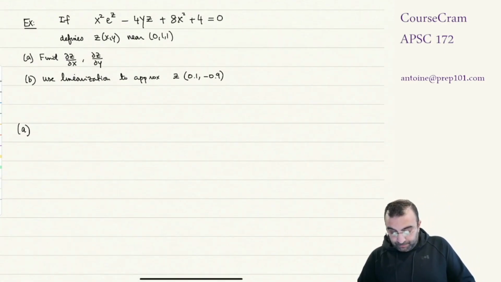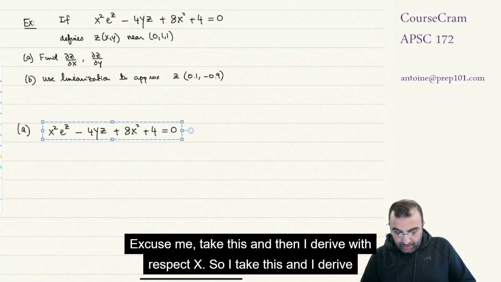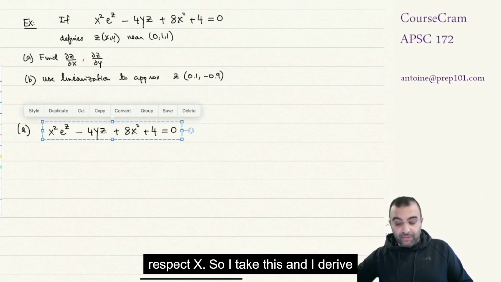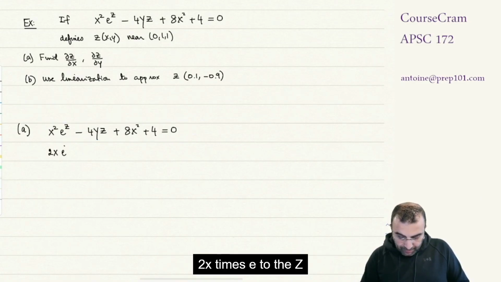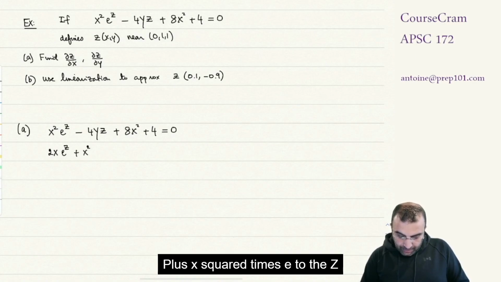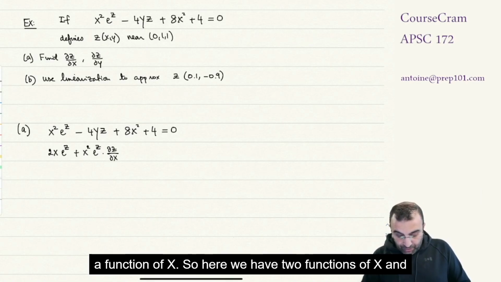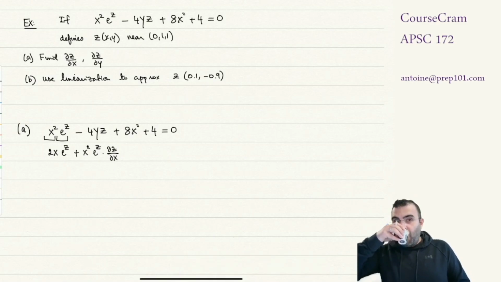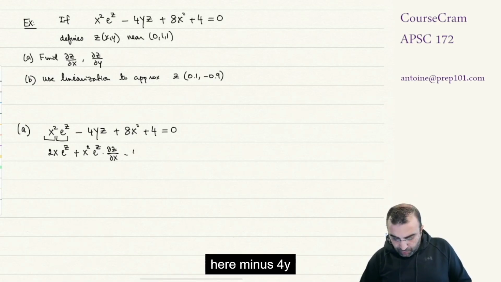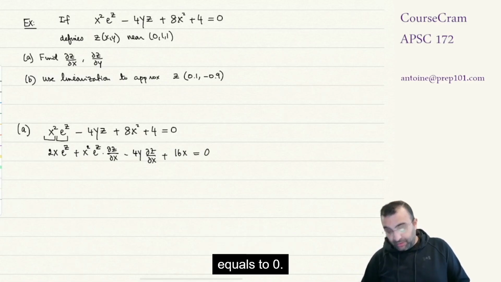So I basically take this and then I derive it with respect to x. That gives me 2x times e to the z plus x squared times e to the z times del z del x. Don't forget that z is a function of x, so here we have two functions of x and I'm using a product rule. Here minus 4y del z del x plus 16x plus 0 equals 0.